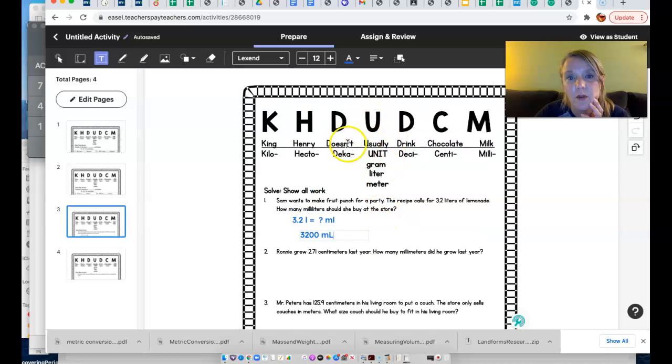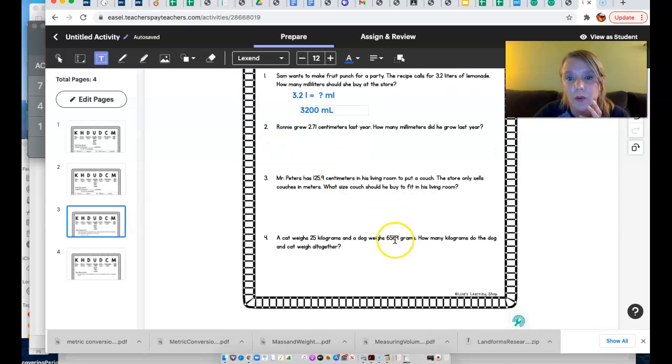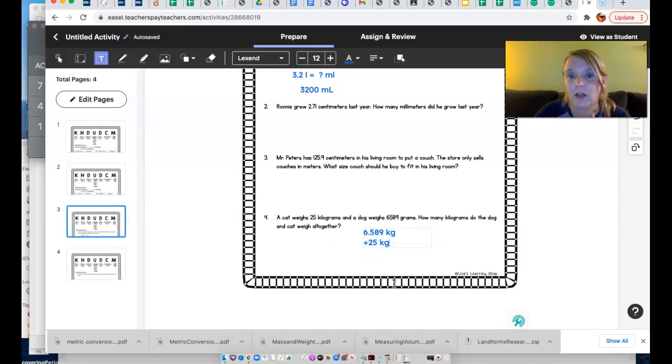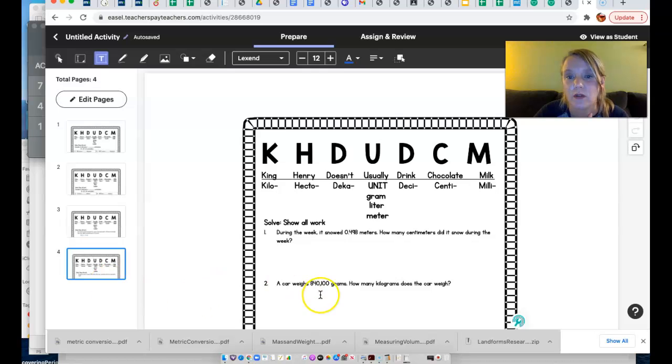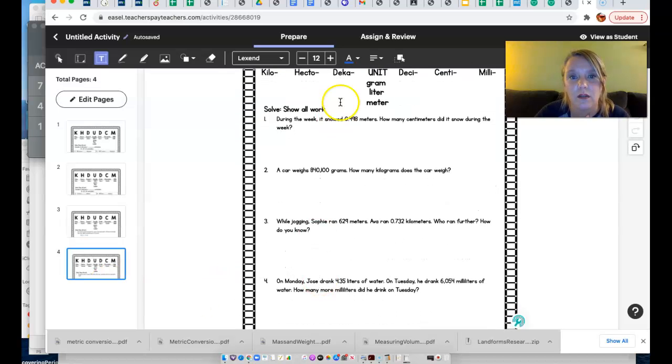We would move the decimal 1, 2, 3 places to the left. That's going to be 6.589 kilograms plus 25 kilograms equals what? So you're just adding these two things together. All right, don't let all the words confuse you. You guys know how to do this. Let's see how these ones go.